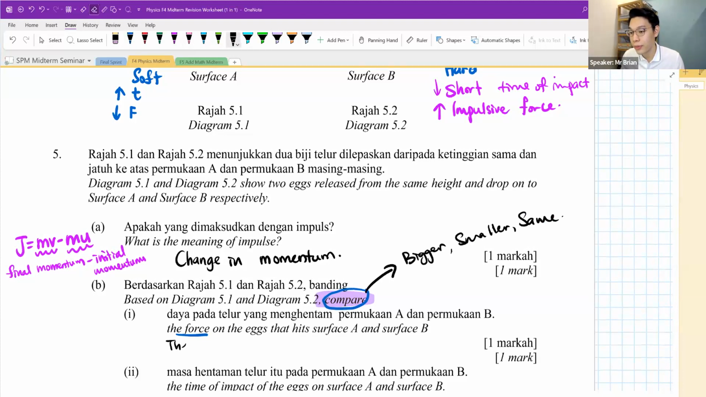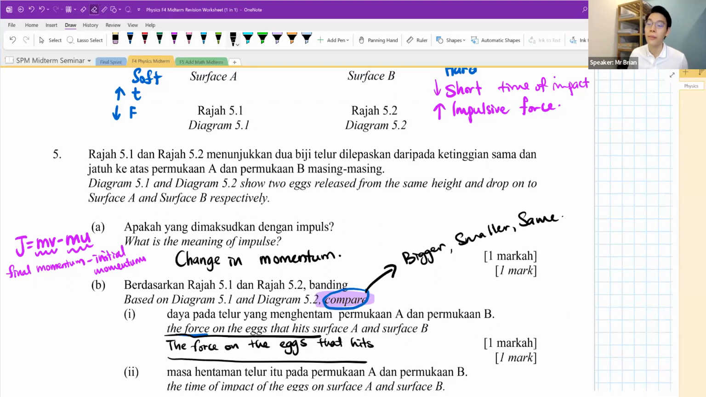You write the force on the X that hits. Okay, so this is what they want us to compare. They want you to compare the force on the X that hits which surface. So I write the force on the X that hits surface A is smaller than on surface B.